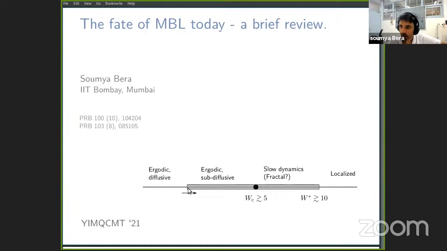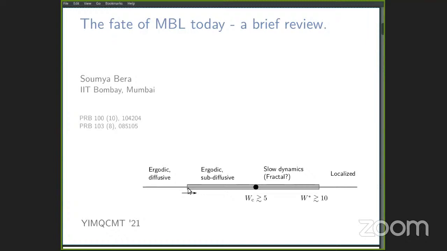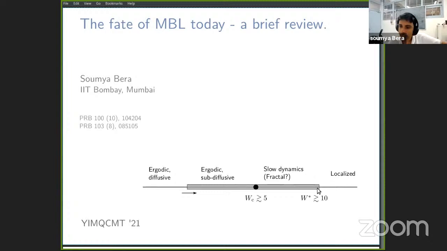Now, where the boundary is between diffusion and subdiffusion is also changing over the years. Initially it was 1.5 or so. Now it has changed to 3 or so. So again, we don't know. And on the right-hand side, again, there is something happening. It's not really exactly localized, so there will be slow dynamics. There is a structure in the many-body Fock space, which we call fractal structure. I will explain again what I mean by slow dynamics and what it is all about.